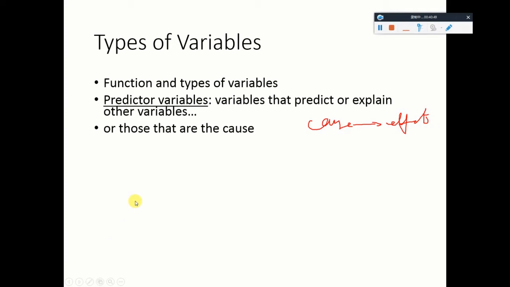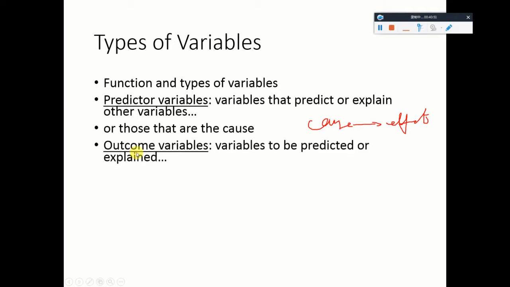So you can imagine then, if we have predictive variables, then we'll also have outcome variables. So outcome variables, very straightforward, right? They are variables that are predicted, variables that are explained, or variables that represent effects. All right?